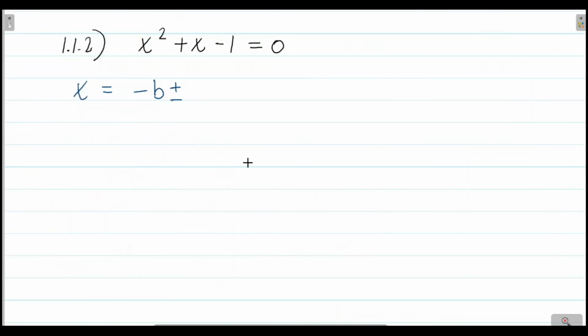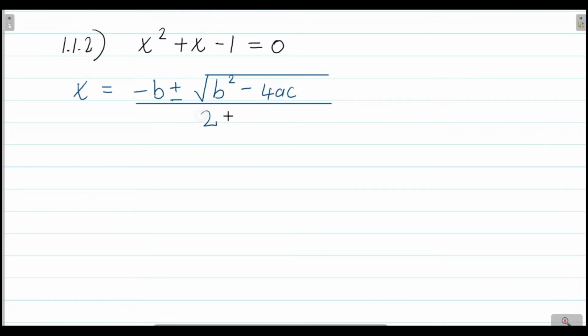And you just jot it down. So that is what we're going to do. So it's minus b plus or minus, right? It's going to be the square root of b squared minus 4ac, all over 2a. Okay.